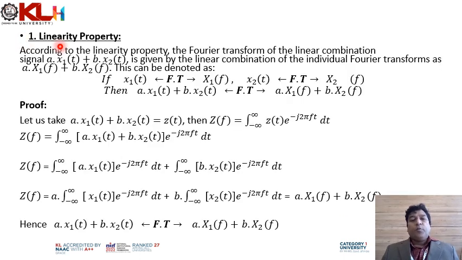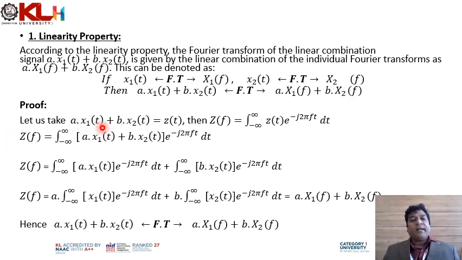Now we are going to prove these properties. So first we are going to prove the linearity property. The linearity property states that if we give a composite signal or a linear combination signal a x1(t) plus b x2(t), the Fourier transform will also be a linear combination, a X1(f) plus b X2(f). Now let us prove this property.